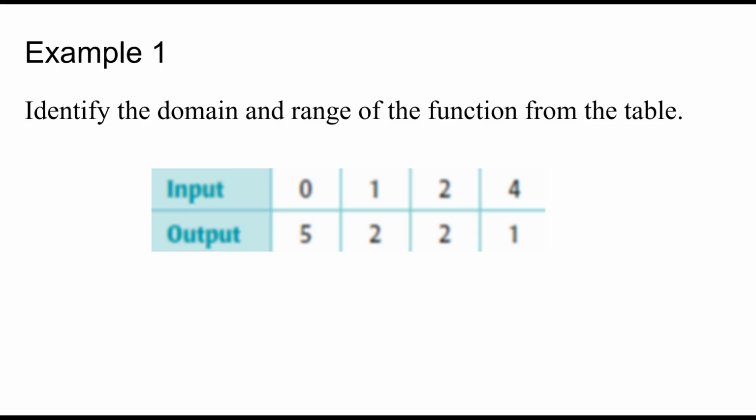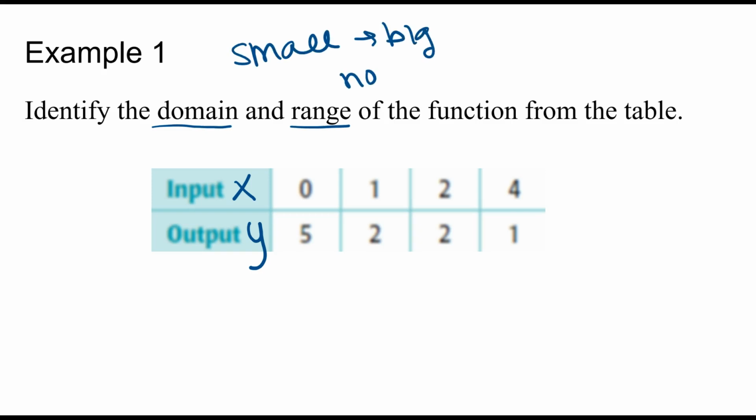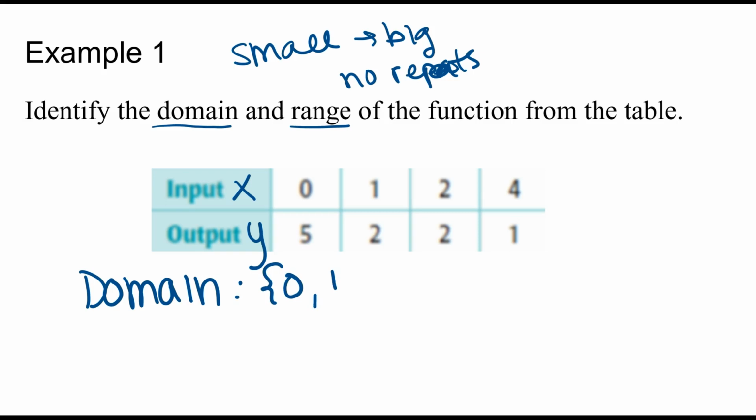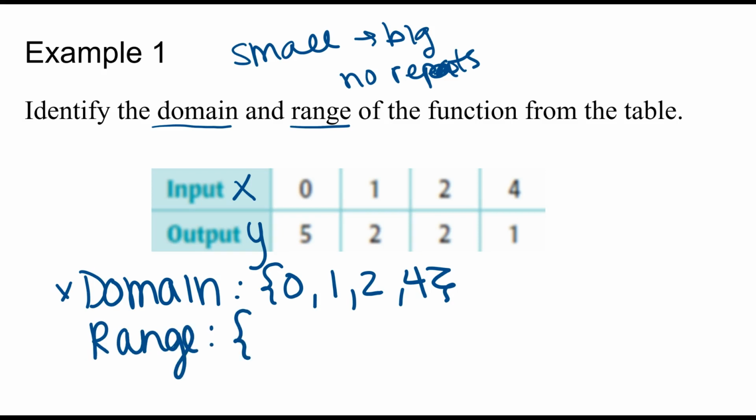All right, so another word for input is x and output is y. When we are identifying domain and range, we need to list it from small to big and no repeats. All right, so our domain would be 0, 1, 2, and 4. Domain is our x values. The range is our y values. And now notice we need it to go from small to big. So 1, 2, no repeats, 5. That is the domain and range of this function.